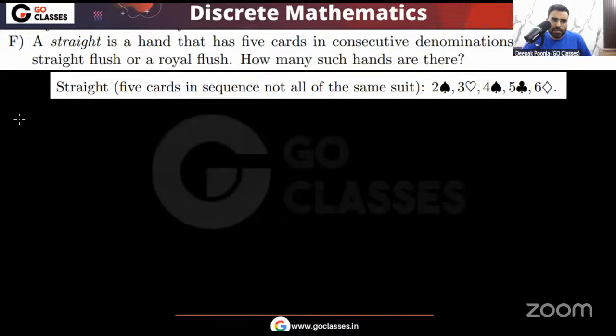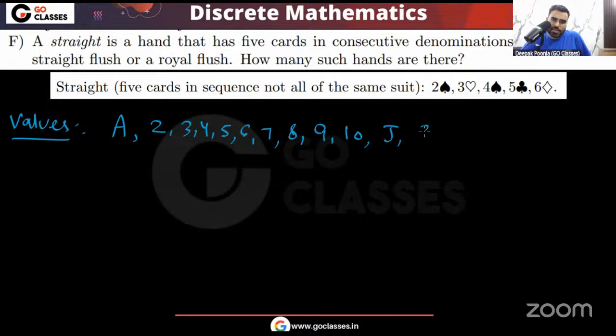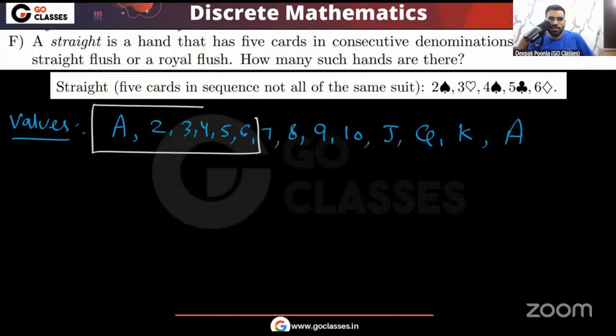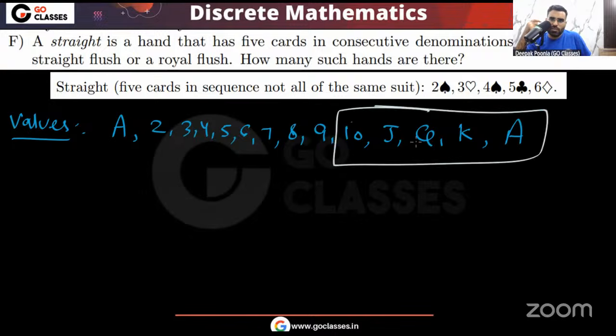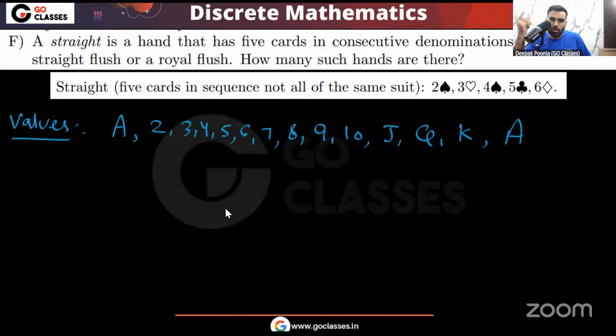In simple words, it simply means that these are the card values. Ace you consider as the lowest also, highest also. Ace, 2, 3, 4, 5, 6, 7, 8, 9, 10, jack, queen, king. Again you write ace. See, what is the reason I'm writing ace? Because now you can see, if I take 5 consecutive values from here, then ace will be the lowest value. If I take 5 consecutive values from here, then ace will be the highest value. And don't turn the corner.